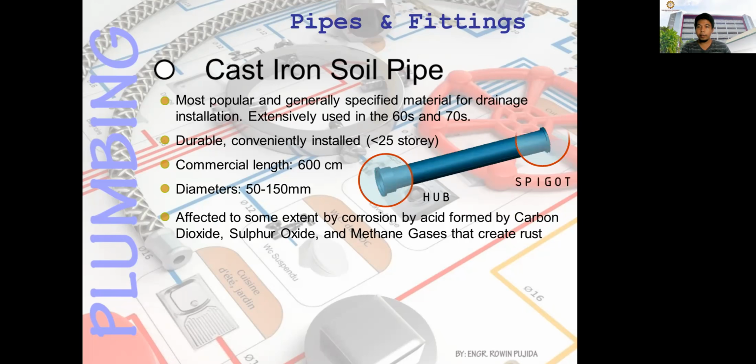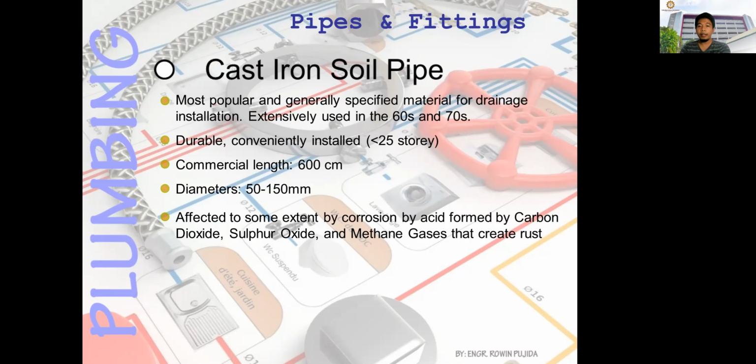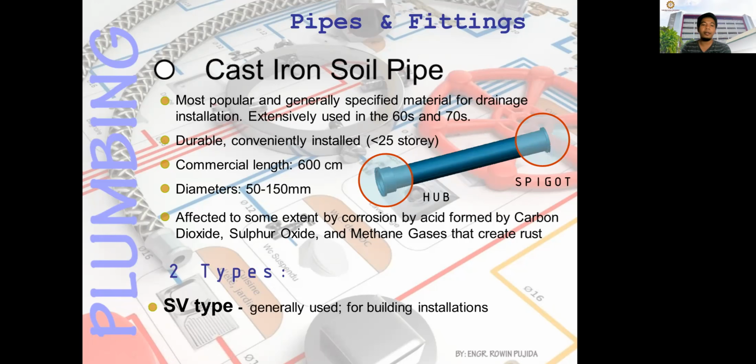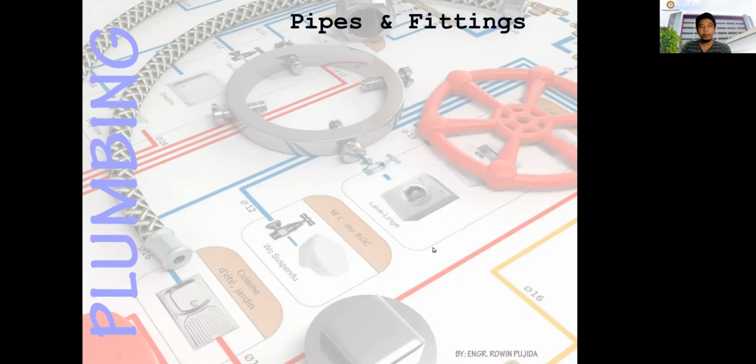So you have there the hub and the spigot. Okay, so the first end you have here, this is the hub, and this one is the spigot. Sometimes that is a flange, okay, but smaller than the flange. Okay, so there are two types of cast iron pipes. You have the SV type that is generally used for building installation, and the XV type that is extra duty. So that is for underground installation.